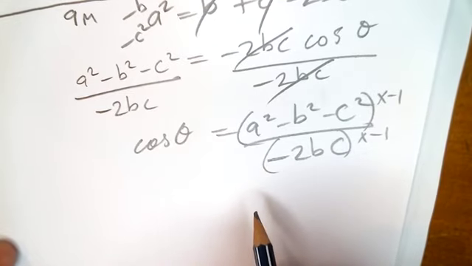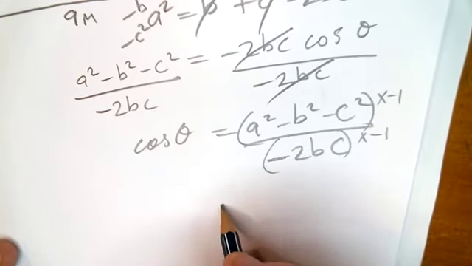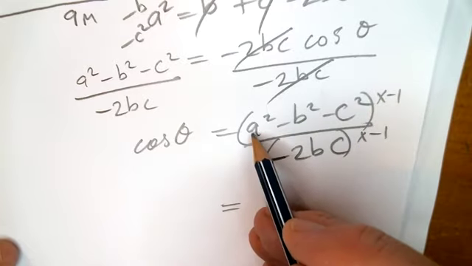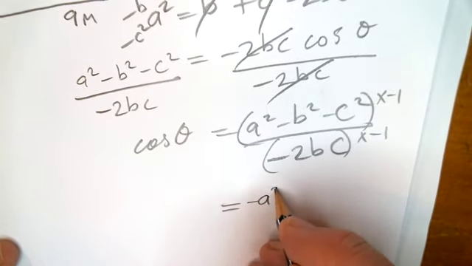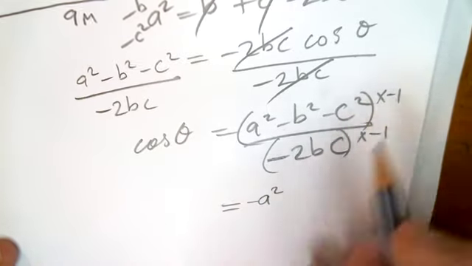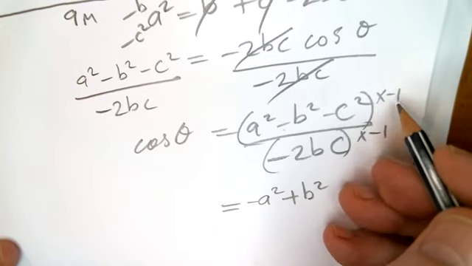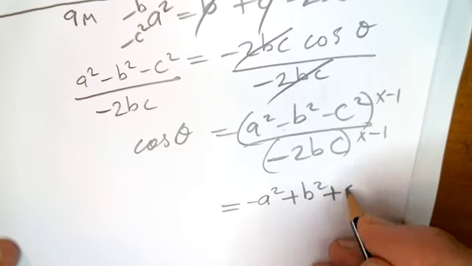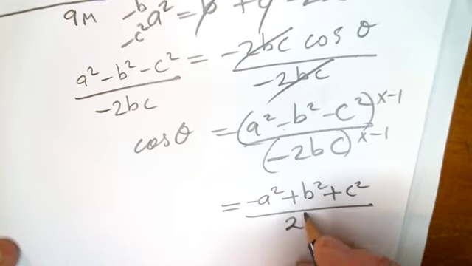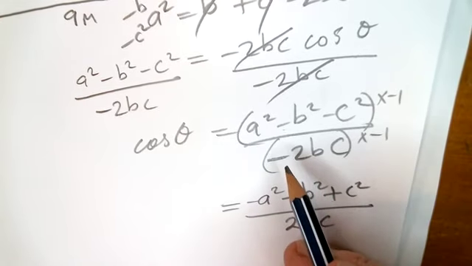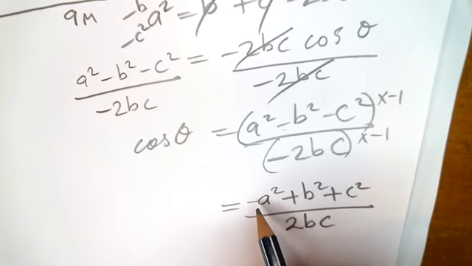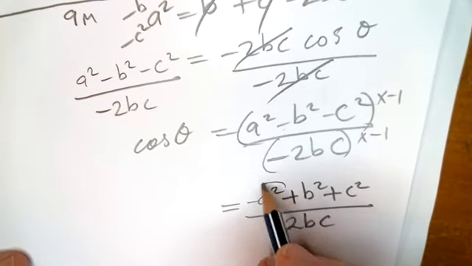We don't need that negative there. So if I do this, we end up with negative a times a squared is negative a squared, negative 1 times a squared, negative 1 times negative b squared is plus b squared, negative 1 times negative c squared is plus c squared, all over 2bc. So we've now got rid of the negative on the bottom, but we've now got one on the top. But I can just change this around a little bit.